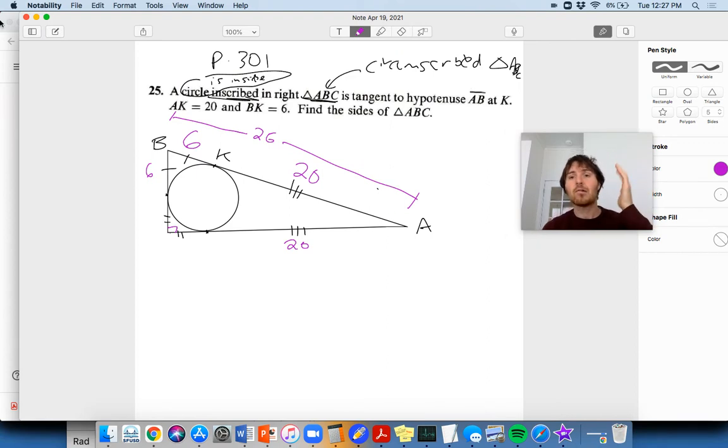So then the key to this: I know part of this leg, I know part of that leg, but I don't know the whole leg. I don't know the whole leg. How am I going to get the whole leg?